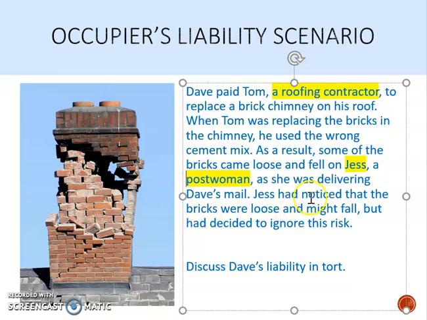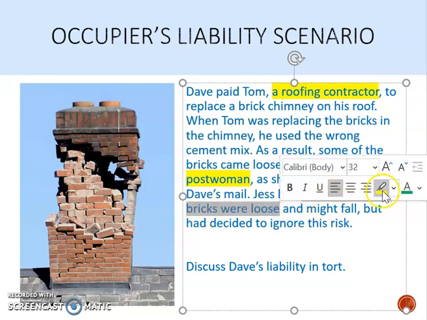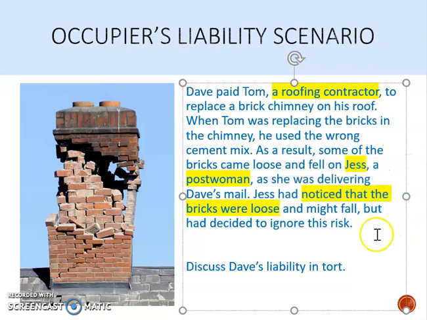She's noticed that the bricks were loose. Now that's relevant because that's telling you two things really, that this bad work by the contractor seems to be obvious to a normal person, so maybe Dave should have checked. And it's also telling you that she's seen this risk from the ground, she's chosen to ignore it, so could she possibly be volenti or contributorily negligent? So just by looking at this scenario, you can see here that the focus of this particular one is about independent contractors, and you're going to need to be applying that in your answer.